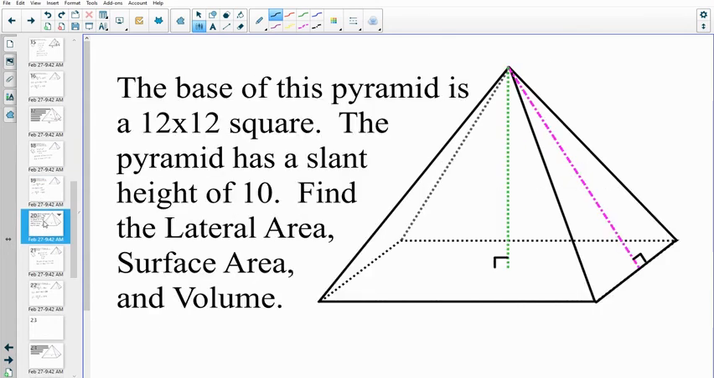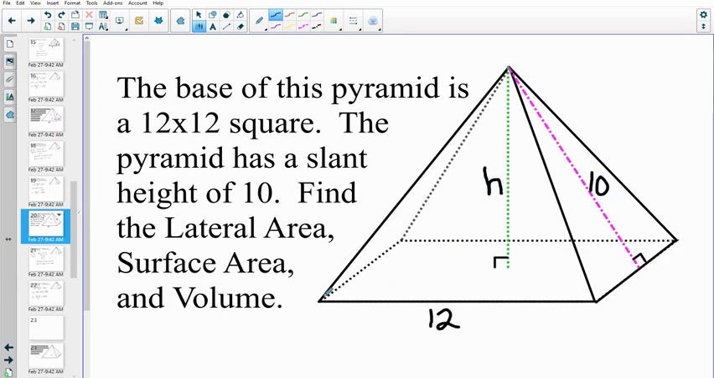All right, and then the last problem I want to take a look at, the information that I'm given, again, is a little bit different. For this one, I'm given that the lengths of the sides of the base are 12 by 12. The slant height is 10, so I'm given the slant height. I'm given the length of the base, and I don't know what the height is. So there's my unknown this time.